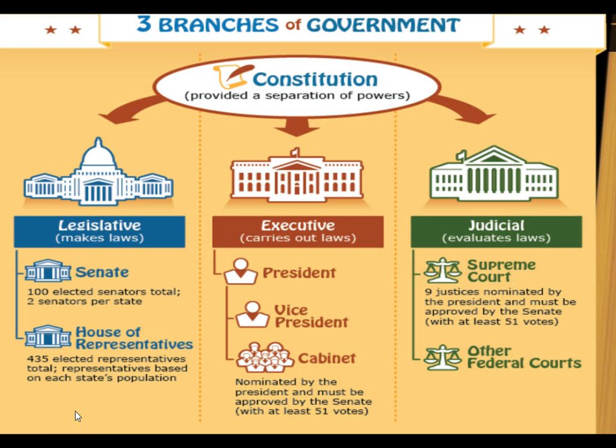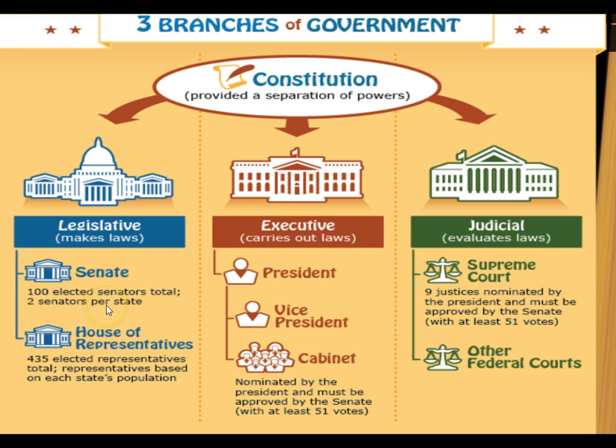Okay, and in our country, we have three branches of government: the legislative branch, which makes the laws; the executive branch, which carries out the laws; and the judicial branch, which evaluates or judges the laws. And you can see underneath each of those major branches of government, we have some different offices. The Senate and the House of Representatives combine to make what we call Congress.